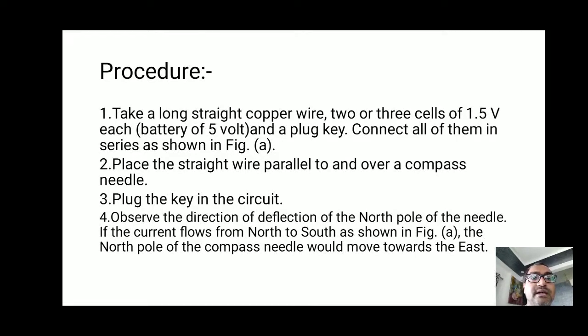The first step is to take a long straight copper wire, 2 or 3 cells of 1.5 volts each, or we can say a battery of 5 volts, and a plug key. Then we have to connect all of them in series as shown in figure 1. So we have to take all the materials and connect all these things in a series way.